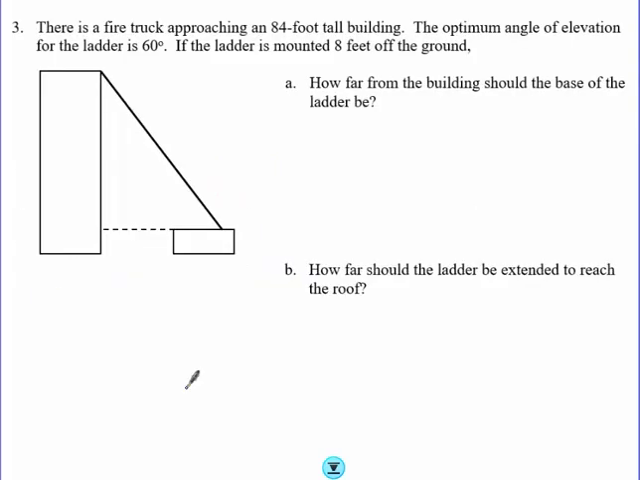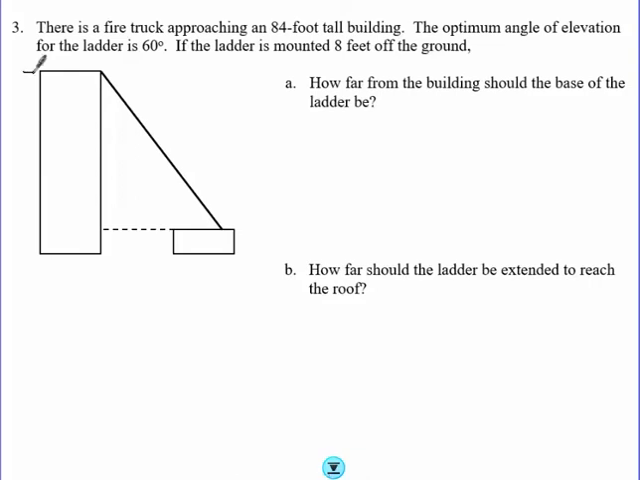Let's look at a couple of word problems. There's a fire truck approaching an 84-foot tall building. The optimum angle of elevation for the ladder is 60 degrees. If the ladder is mounted 8 feet off the ground, how far from the building should the base of the ladder be? So let's label all of the things that we're told.